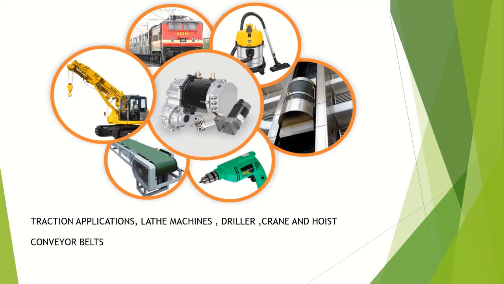So the applications of the DC motors are traction applications. You can use it in trains. DC series motor has a good starting torque. It can be used as a traction motor. And lift applications, crane and hoist applications, conveyor belts. DC shunt motor has a constant speed. You can use it as a conveyor system, and in drilling machines and lathe machines. Vacuum cleaners you can use.